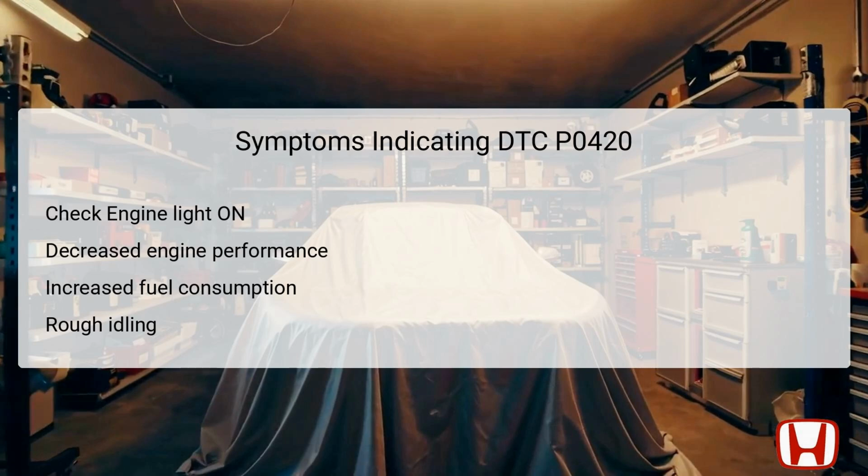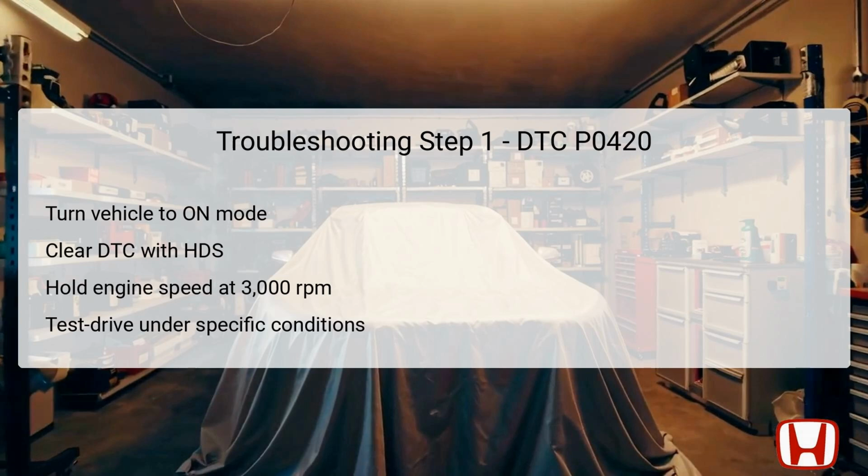The first troubleshooting step begins by turning the vehicle ignition to the on mode without starting the engine. This allows the diagnostic tool, the Honda Diagnostic System, HDS, to communicate with the vehicle's onboard computer systems. Next, clear the DTC using the functions of the HDS. Once cleared, start the engine and hold the speed at 3,000 revolutions per minute, RPM, without applying any load, which means the vehicle should be in either park or neutral for continuously variable transmission, CVT, or neutral for manual transmission, MT.